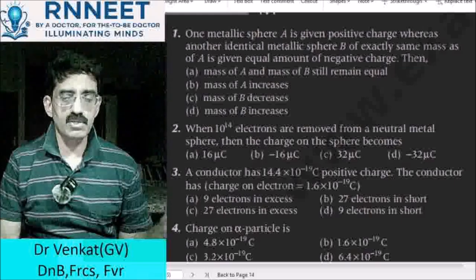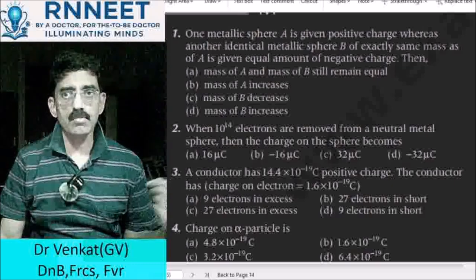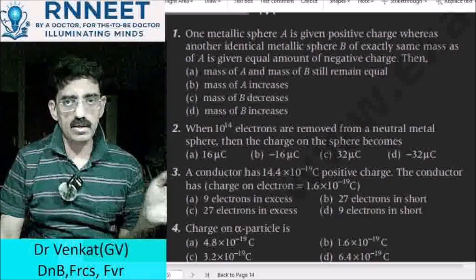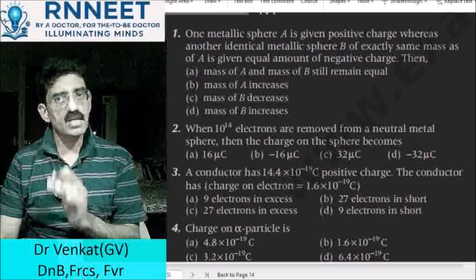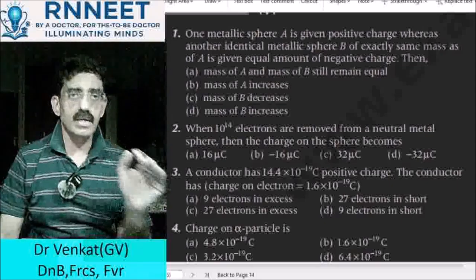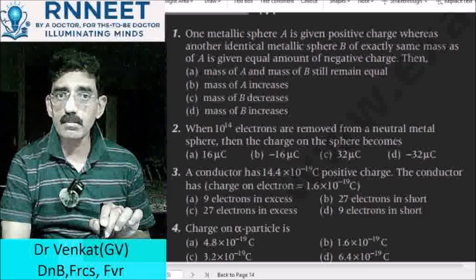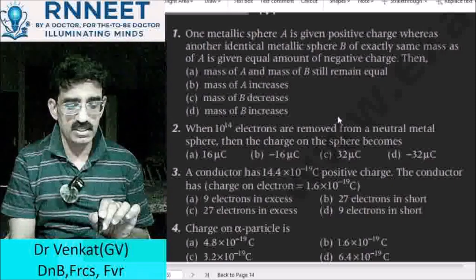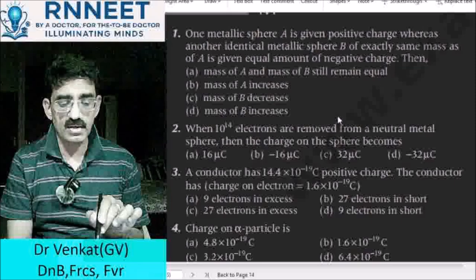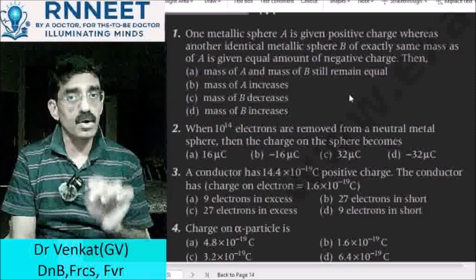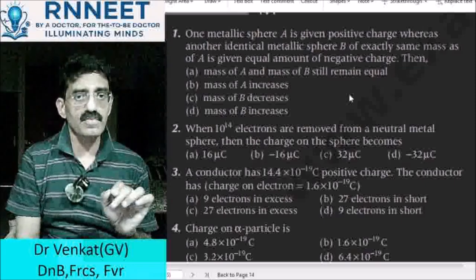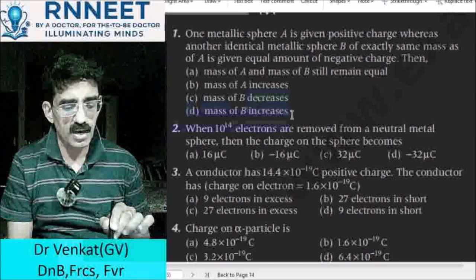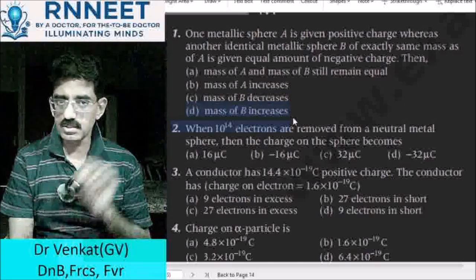So here there's a question which is basically asking you in which of the conditions the mass is either increasing or decreasing. We know from the basic concept that when electrons are added, the mass will increase, and when electrons are removed, the mass will decrease. So which of them is going to have a greater mass? Basically the one having the negative charge. A is positive, B is negative, same mass, but B is going to have a slightly increased mass. So the answer for this is going to be D, that is the mass of B increases.